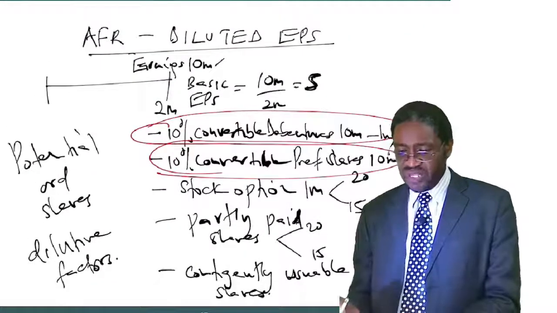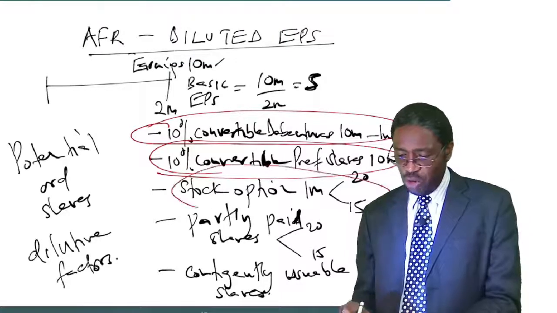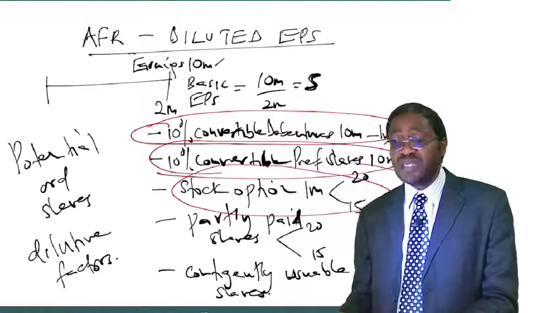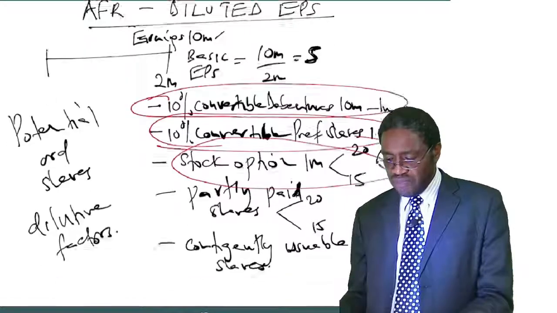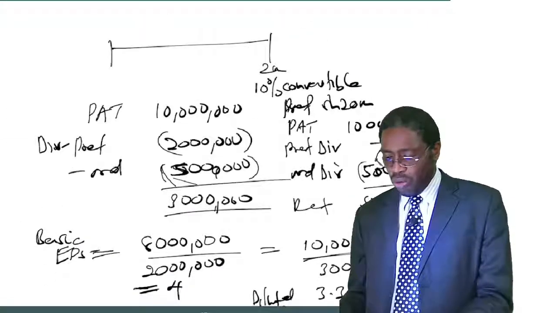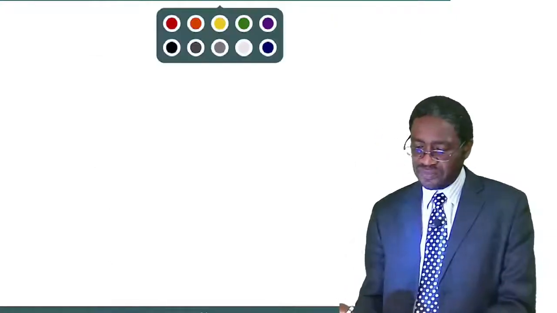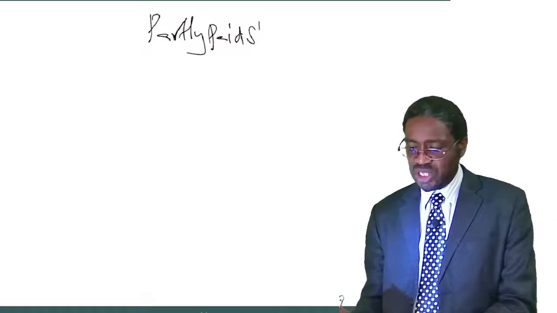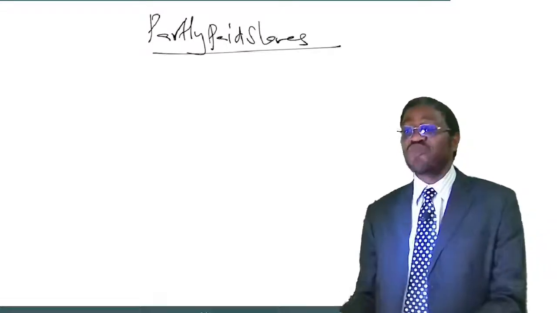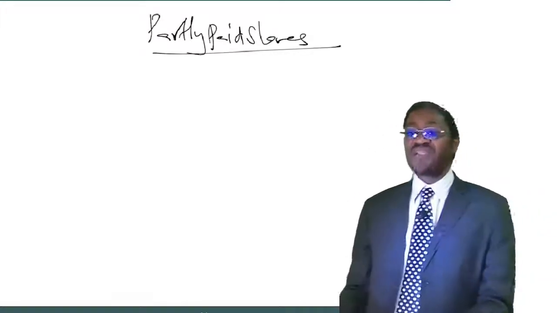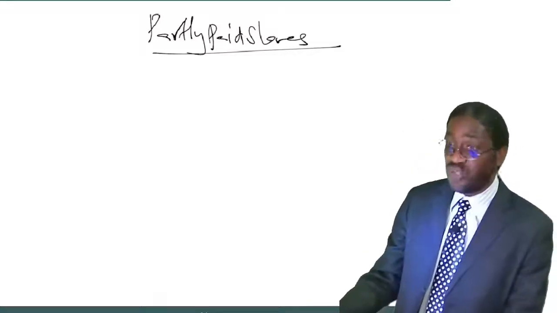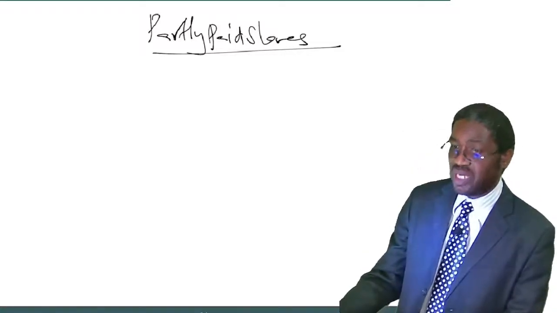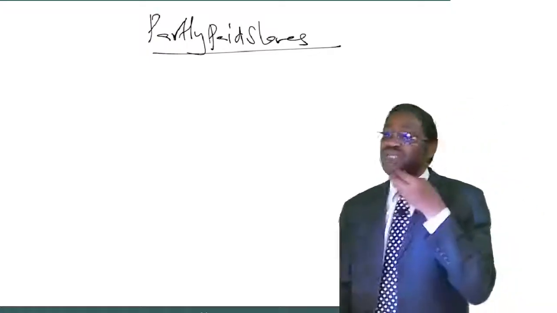Yes, we are through with the third one now, which is the stock option. Now we go to partly paid shares, and how to use them to compute what we are calling diluted EPS. Let me talk about them first. That's what we are calling partly paid shares. How are they considered to be dilutive? That's what I want to talk about now. Okay? So let me explain it.